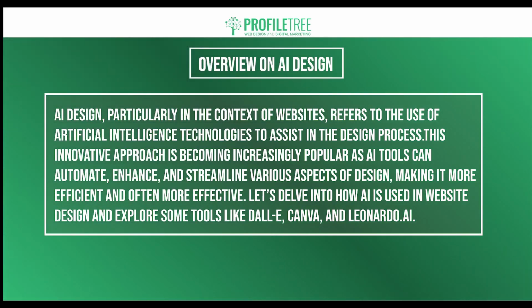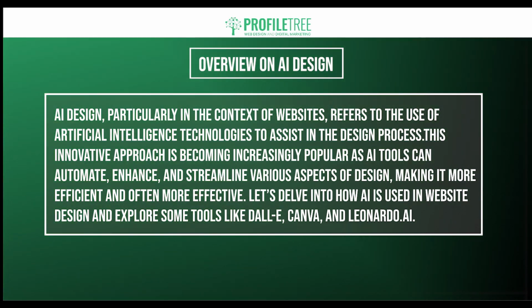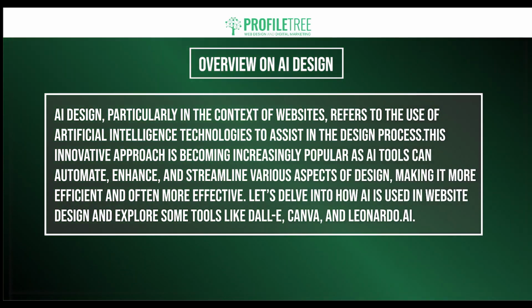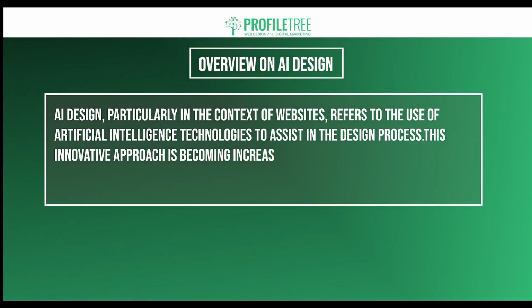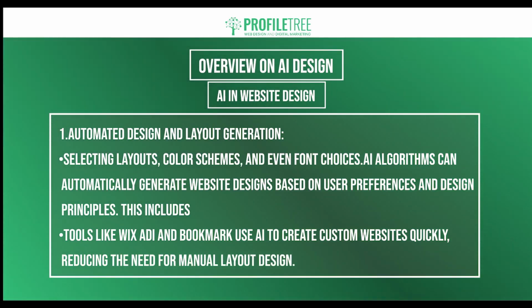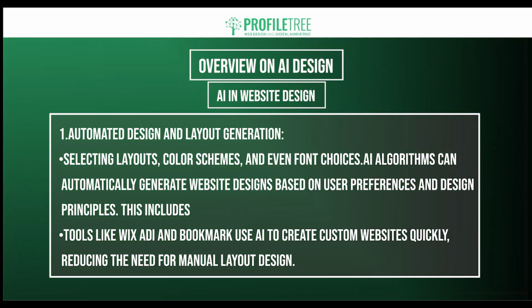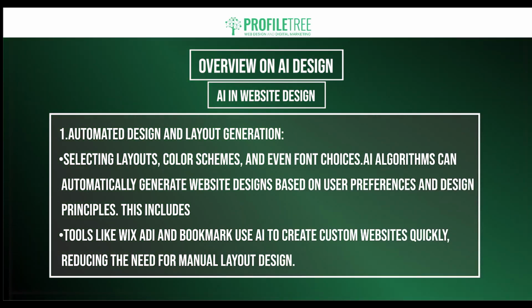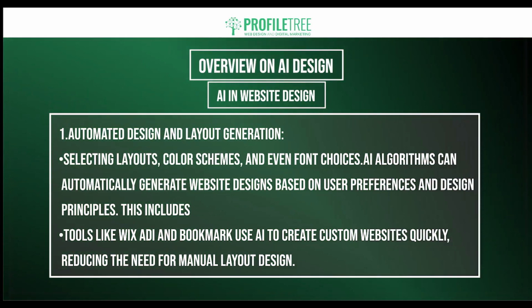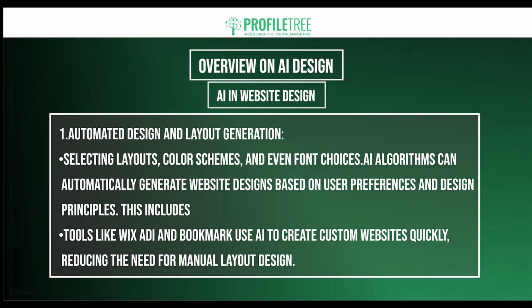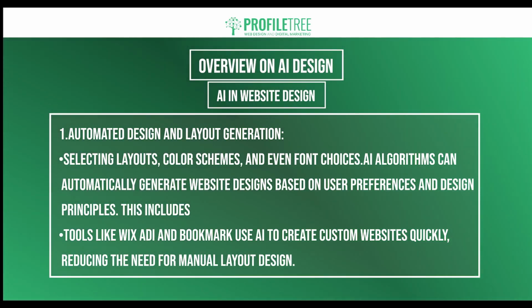So let's delve into how AI is used in website design and explore some tools like Dall-E, Canva and Leonardo AI to take advantage of AI design. So firstly, AI in website design. Number one is the automated design and layout generation. AI algorithms can automatically generate website designs based on user preferences and design principles. This includes selecting layouts, color schemes, and even font choices.